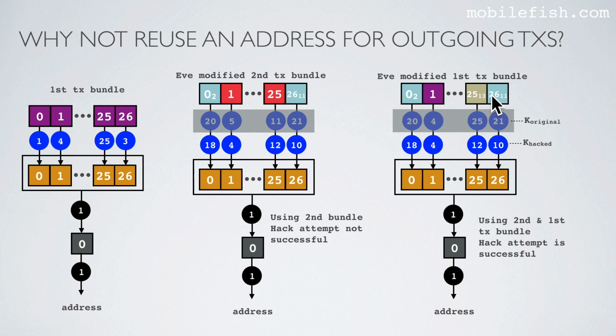Let's look at this hack attempt. This segment is this segment. Eve needs this k value, but this k value is the same as this value, so she doesn't need to change anything to this segment. Next, she looks at this segment. She needs to hash this segment 12 times, but the original value is 25. So this segment needs to be hashed 13 times. And if she hashes this value an additional 12 times, she gets this original value back. So by using the first and the second transaction bundle, Eve's hack attempt is successful.